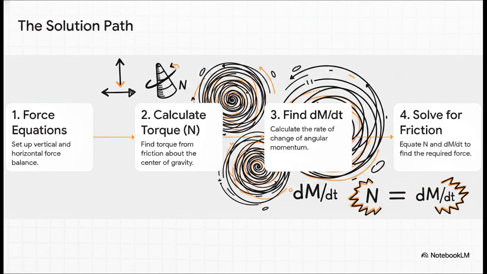So here's our game plan. It's a 4-step process. Step 1, we're going to analyze the forces, paying attention to vertical balance and horizontal acceleration. Step 2, we'll calculate the torque produced by friction. Step 3, we'll figure out how the cone's angular momentum is changing. And finally, step 4, we'll use that master equation to link everything together. It's a clear path to the answer.